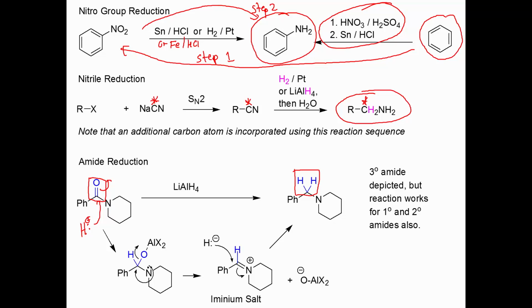But we need to consider now that it's not really an O-, it's an aluminum salt. And this makes it a decent leaving group for the nitrogen lone pair. So the nitrogen lone pair is going to kick out the aluminate. We're going to get now an aminium salt, and another molecule of hydride equivalent is going to nucleophilically add to the aminium salt, and this is going to give us the product.